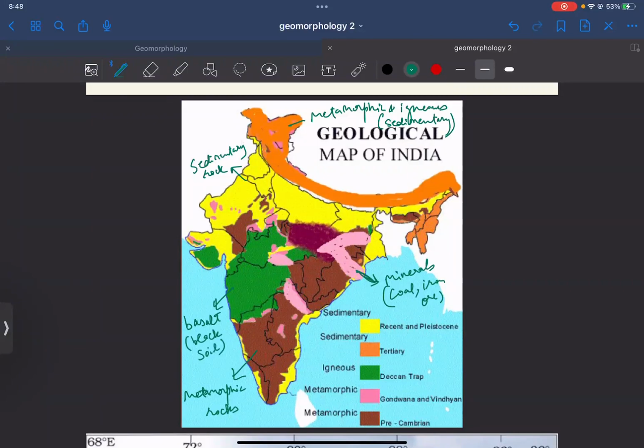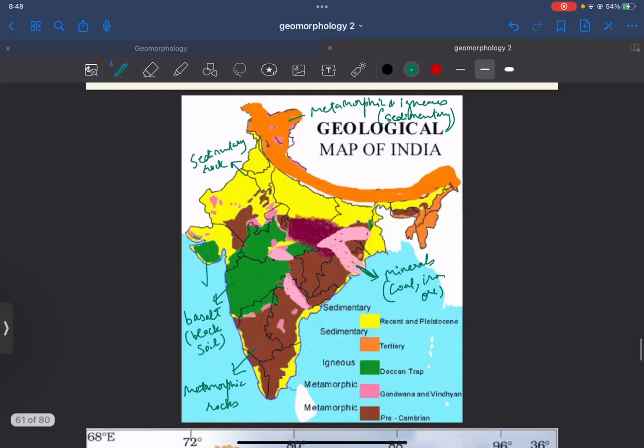UPSC had asked a question in the prelims earlier. The question was: black soil found in the Deccan region is made up of what? Basalt, granitic rocks, and all that. So it is made up from basalt rocks. This is the basic you need to remember, and also basalt rocks are present in the Gujarat region also. Geological basically means the type of rocks found in India. So just a broader classification we have seen.